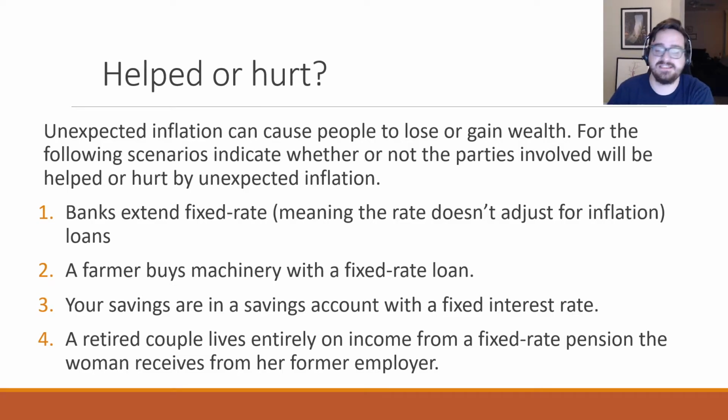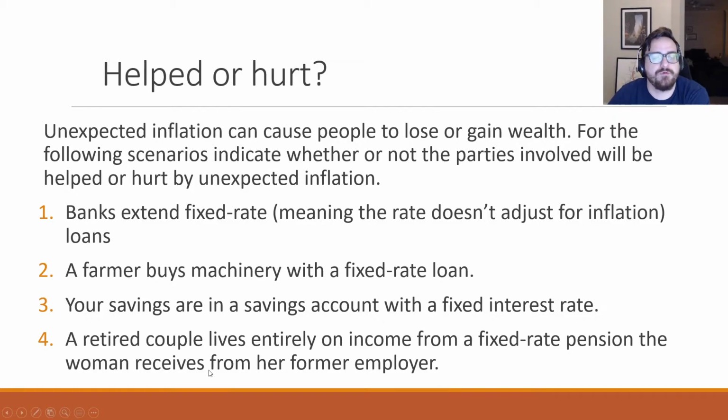This isn't to say to not save. This is just to be careful. If you have a savings account, you're looking for an adjustable rate, a rate that will correct for inflation. That can happen, but again, unexpected inflation can mess that up because the bank will be able to correct for expected inflation, not necessarily unexpected inflation, right? That's where they can get tricked up.